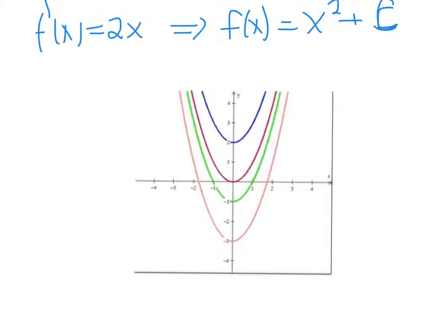Take a look at the graph. All these parabolas have the form x squared plus c. If c equals -3, then we would be talking about this function. If c equals -1, that will be this green parabola. If c equals +2, it will be this purple parabola. And if c equals 0, that will be this red parabola. As you can see, this is why it is called a family of functions and an indefinite integral.